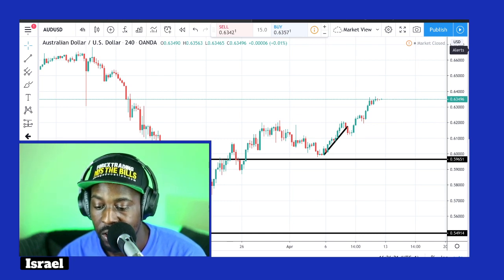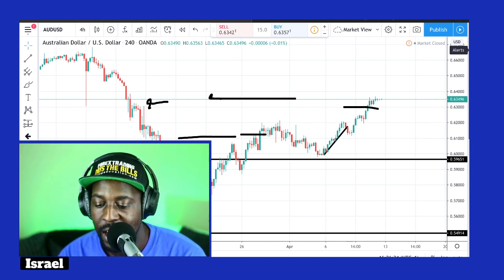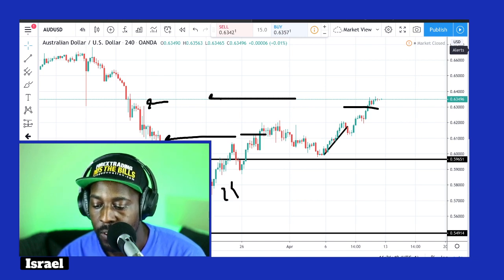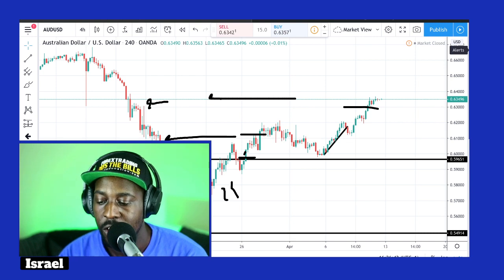Because as it breaks these areas, all of these areas here, going back this way, price is showcasing more and more, like we explained previously. Is this the first point? Is this the second point? Is this the third point? Is this the fourth point? These are all different things you're asking yourself, okay?